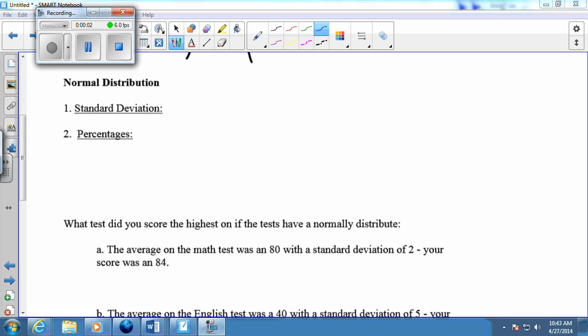We're going to spend the rest of the time just looking at the normal distribution. If you recall, the normal distribution is this symmetric curve. Some people call it a bell-shaped curve, but formally it's called a normal distribution. And we want to notice standard deviation.